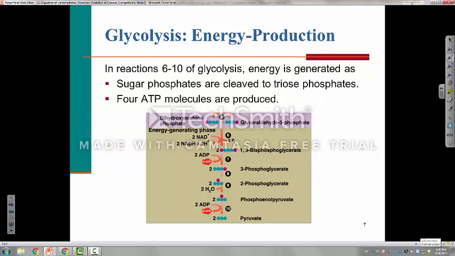The next reactions, 6 through 10, are the energy-producing reactions. So we've ripped this in half into 2 C3 units. It's the glyceraldehyde 3-phosphate that goes down. And now we see our NAD. So this is an oxidation. NAD is reduced to NADH, and glyceraldehyde is oxidized to glycerate. Glyceraldehyde is clearly an aldehyde. Glycerate is an acid. So this is oxidized, going from the aldehyde to the acid, and it's NAD that's used to carry out that reaction.